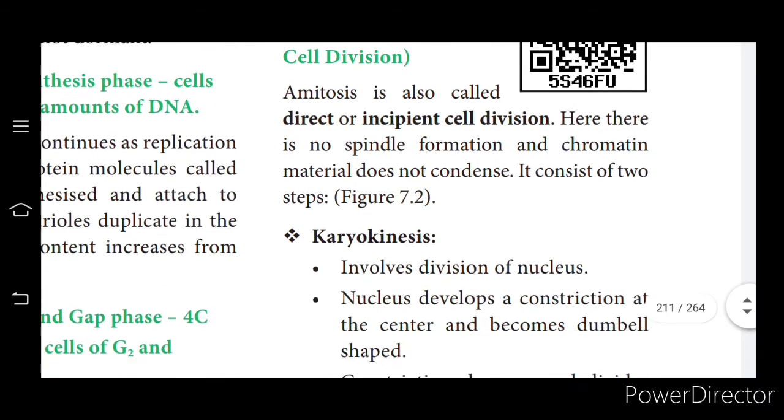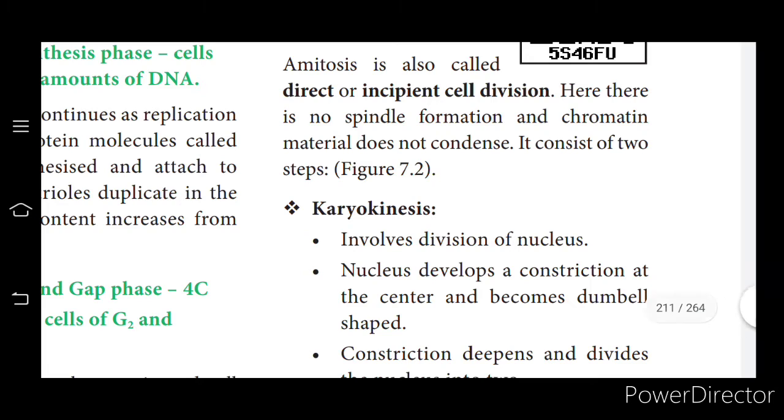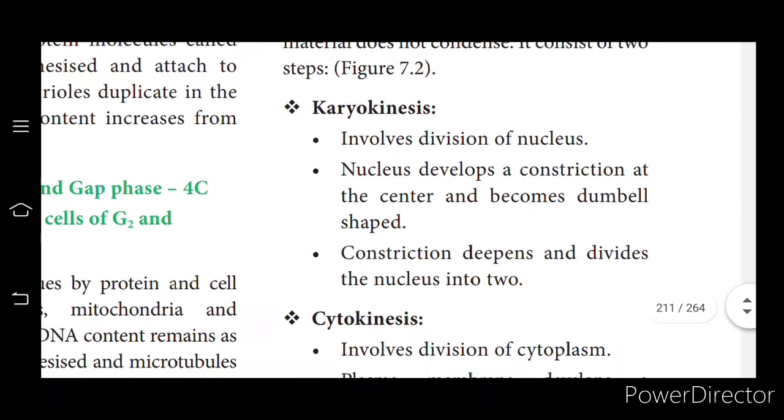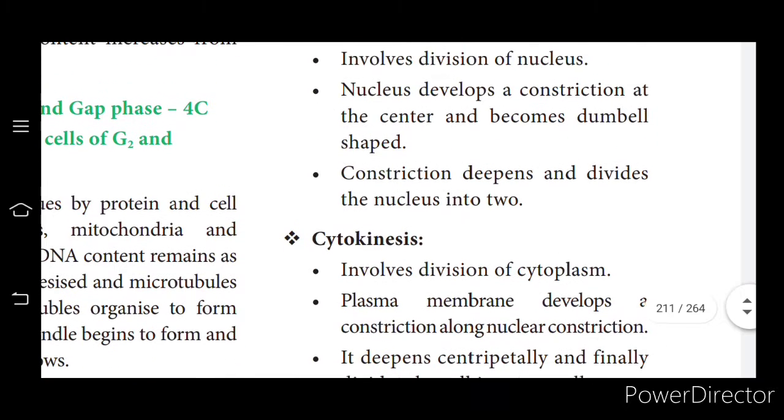Cell division: amitosis is also called direct or incipient cell division. Here there is no spindle formation and chromatin material does not condense. It consists of 2 steps, karyokinesis and cytokinesis.